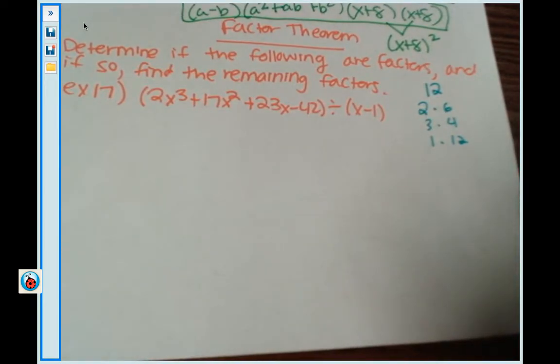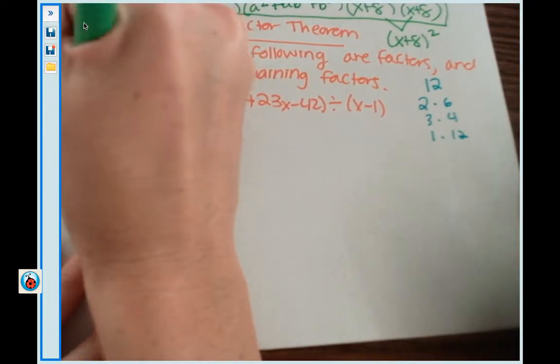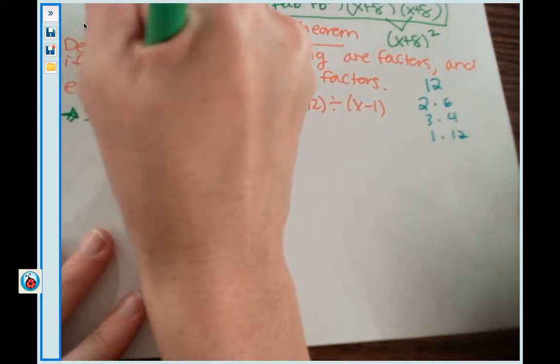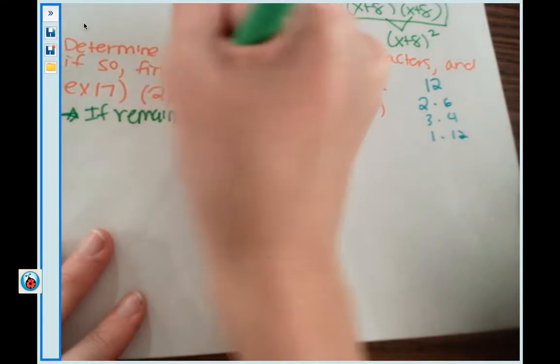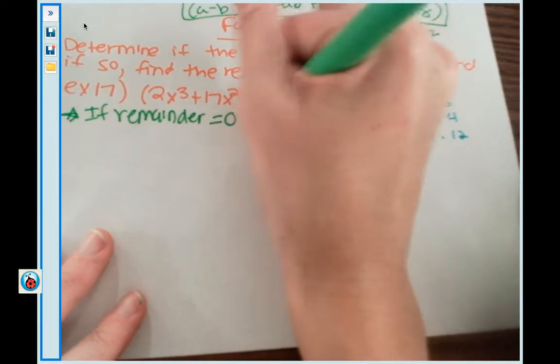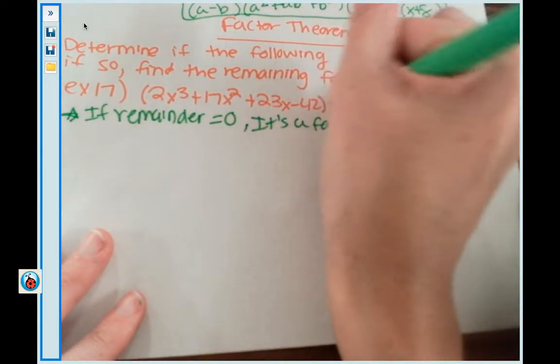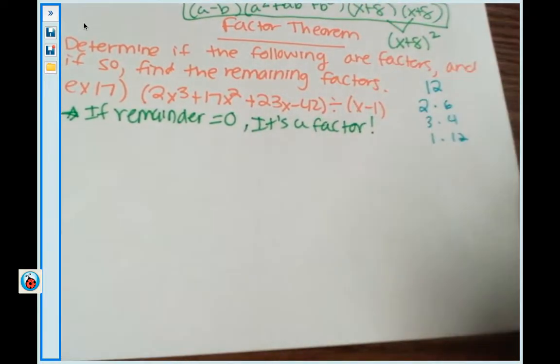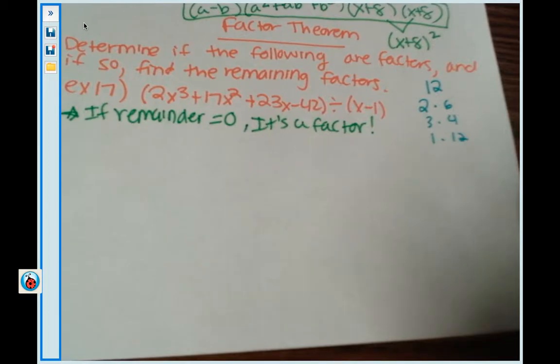Basically, if you do not end up with a remainder, or if your remainder is 0, then it will be a factor. So something to keep in mind: if our remainder is 0, then it is a factor. Because it will divide evenly into the polynomial, which means it has to be a factor of the number.